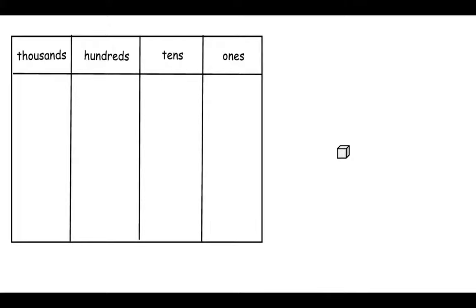Yes, there's one block. We can show this by putting one small circle in the ones place. We'll show one block, or ones, with a small circle. We could also write the number 1 down below.